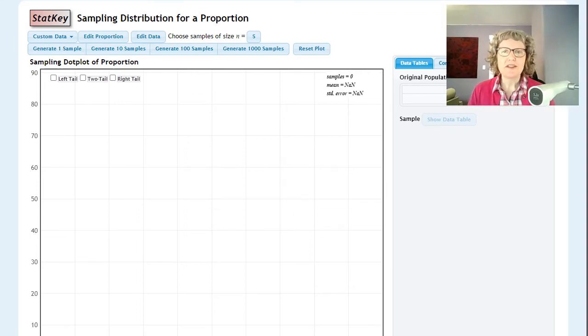Hi there. So we're continuing our experiment and simulation for sampling distributions for a proportion. So the distribution of random samples for a proportion. And this one is a little different app because it uses a proportion instead of a mean. So here what I need to do is go to Edit Proportion.